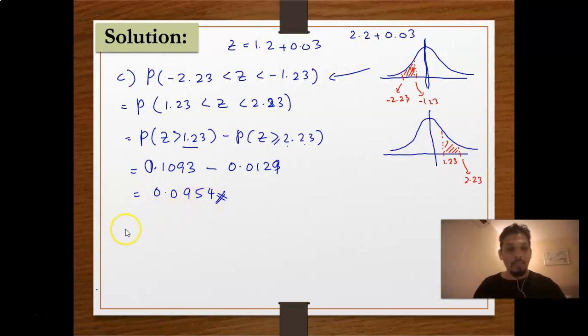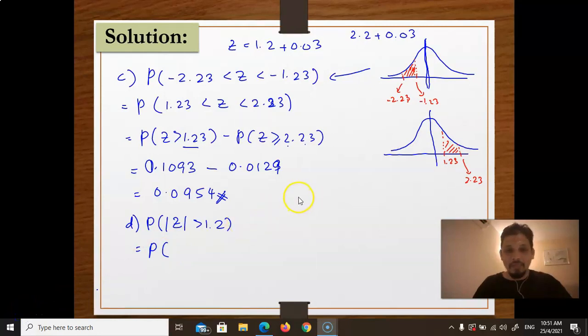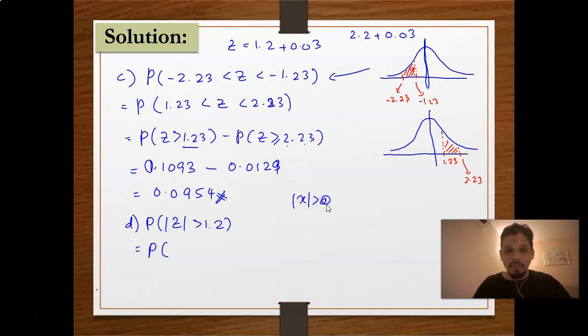And then for D, the probability of modulus of Z greater than 1.2, which means that it is probability of Z for this one here. You still remember this? If I come up with the term modulus of X greater than E, we define it in two ways, which is X greater than E, or X less than negative E. So that's the way we write it here, which is Z greater than 1.2 plus probability of Z less than negative 1.2.